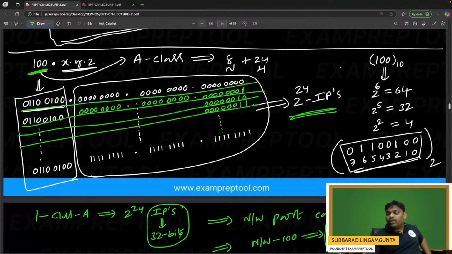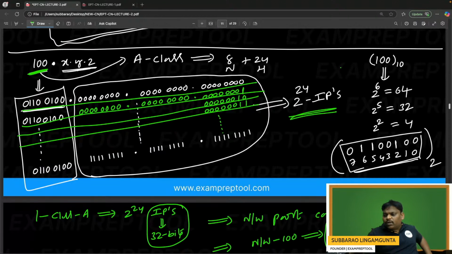2 power 24. Why? Network 100 means class A network. Class A means host part is 24 bits. So 2 power 24 IPs. You have to understand it like this: network number is 100. Network 100 contains how many IPs? Immediately remember, network 100 means class A, class A means 24 host bits, so 2 power 24 IPs are possible.